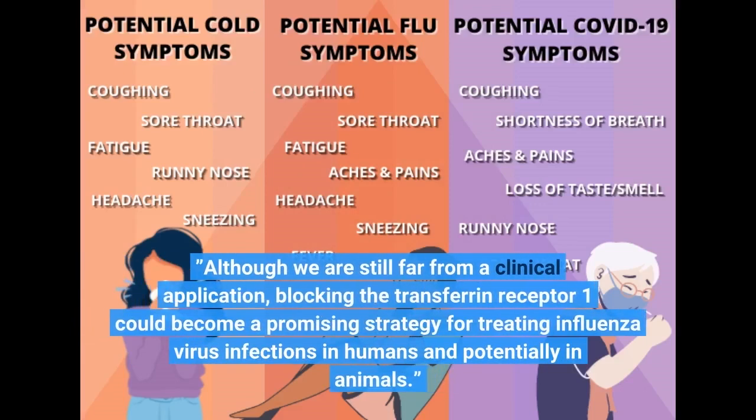Although we are still far from a clinical application, blocking the transferrin receptor 1 could become a promising strategy for treating influenza virus infections in humans and potentially in animals.